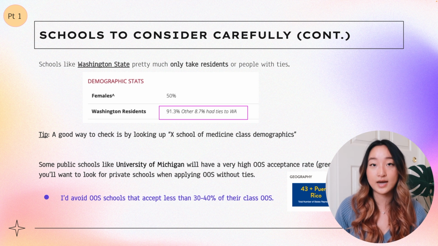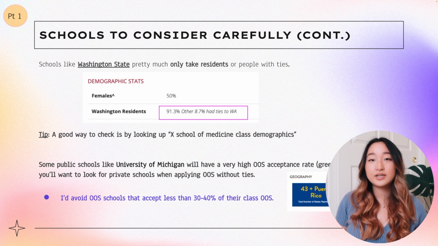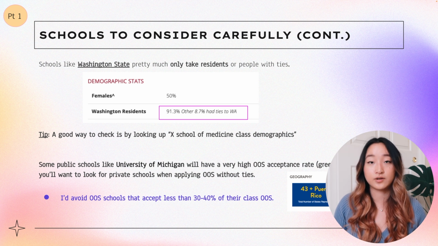So if you're applying to schools out of state, you want to see something like this. Michigan has 59.5% out-of-state matriculants. Generally, I think I'd avoid out-of-state schools that accept less than 30 or 40% of their class out of state.